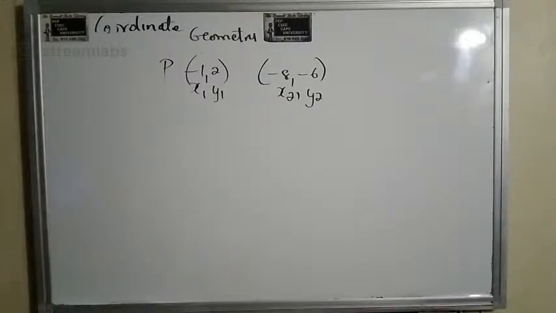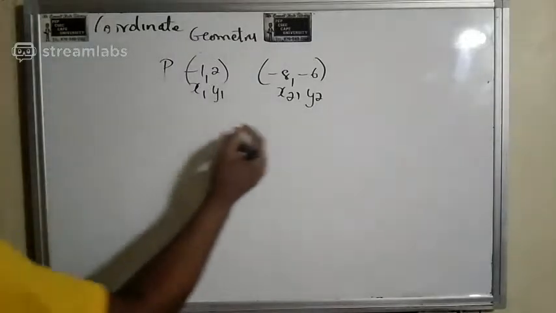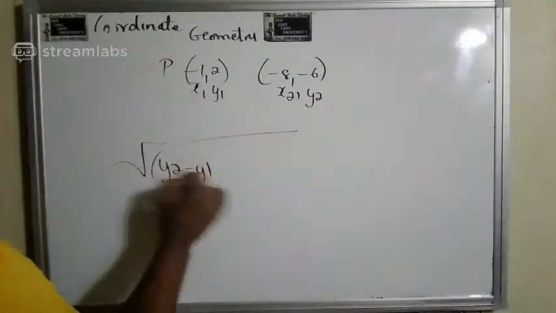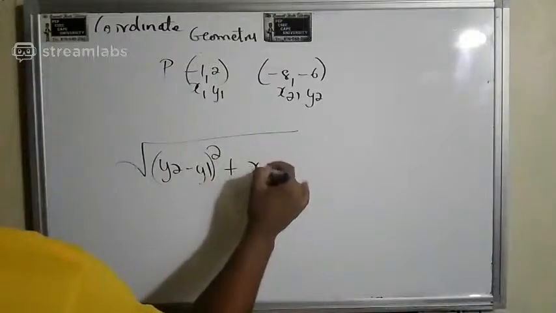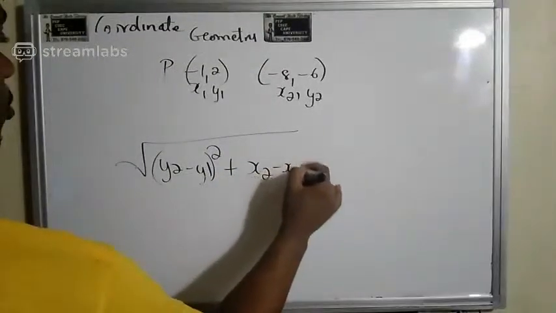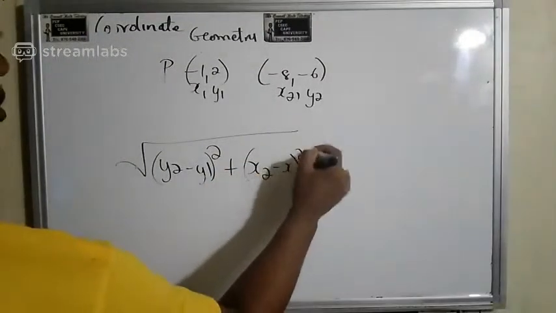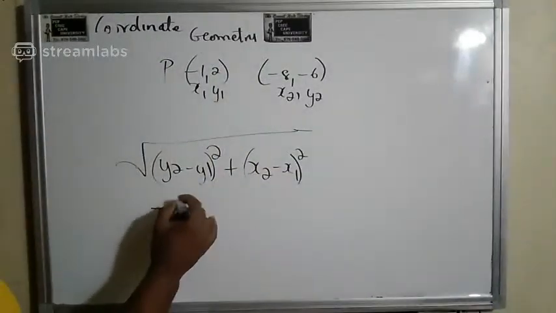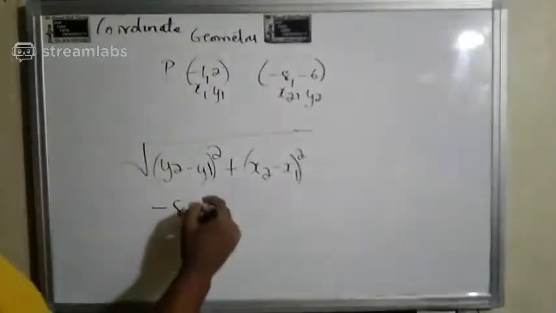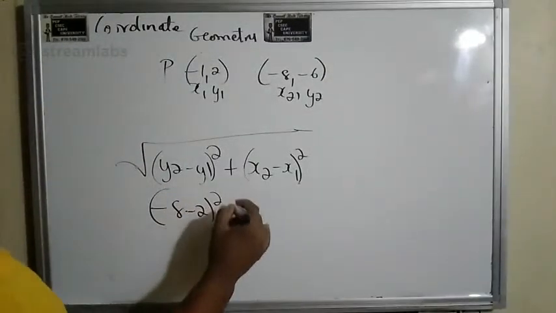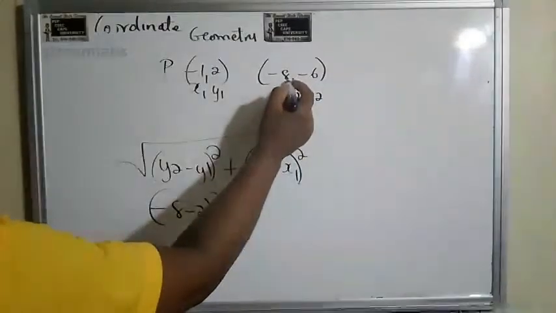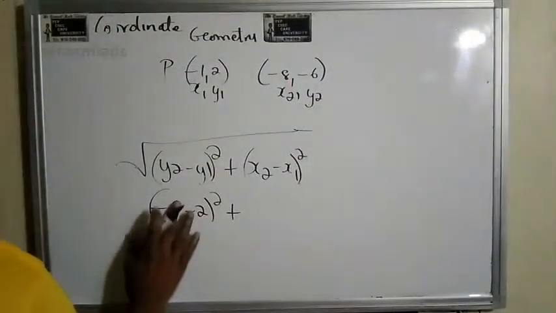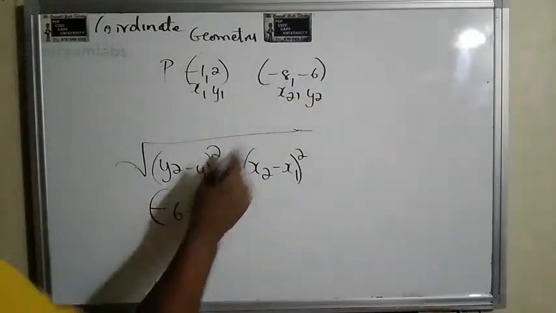Alright, you should have completed it by now. So the length is y2 minus y1 squared plus x2 minus x1 squared, and then you find the square root. So y2 is negative 8 minus y1, which is 2, squared, plus x... let's say 6 there. So 6 minus 2, yeah.